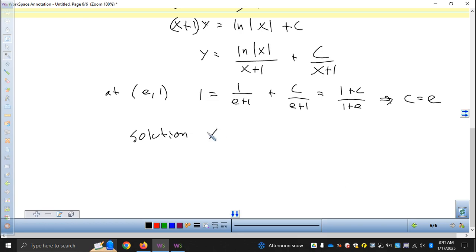All right, our solution, finally. Our specific solution, y equals natural log of x over x plus 1 plus e over x plus 1. Why did I drop the absolute value this time? Where's our solution? Our solution is for x greater than 1. So our interval is 0 to infinity.